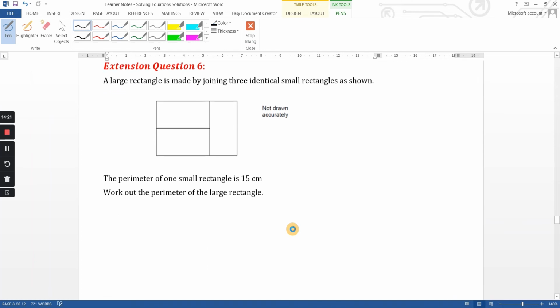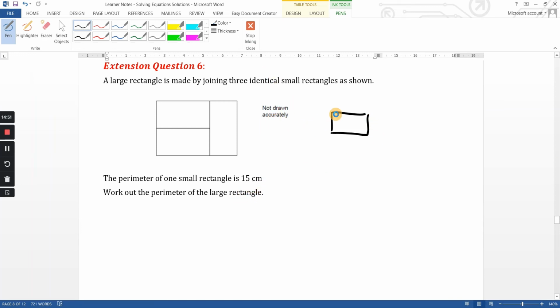Extension question 6. A large rectangle is made by joining 3 identical small rectangles as shown. The perimeter of one small rectangle is 15 centimeters. Work out the perimeter. Okay, so 3 identical small rectangles. Let's see what a small rectangle looks like. If you add up all the sides, they add up to 15, that's what they're saying.